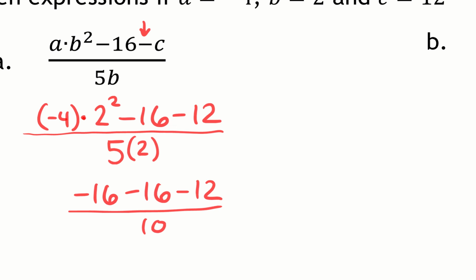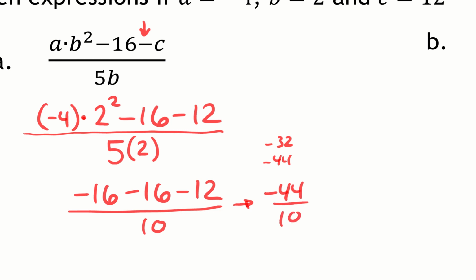Negative 16 minus another 16 is... what is that? It's negative 32. And if I subtract another 12, I think it's negative 44. So I believe my numerator is negative 44, and my denominator is 10.